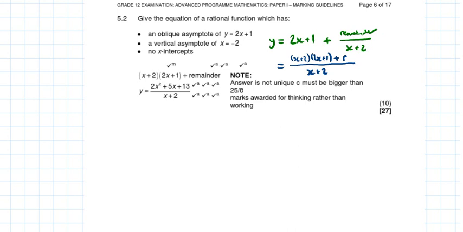Answer is not unique. C must be bigger than. Marks awarded for thinking rather than working. You see, your marks will be awarded for thinking. That's interesting. Good. No x-intercepts. So for no x-intercept, since it is an oblique asymptote, when we substitute x with 0, you get a value. That's not a problem.